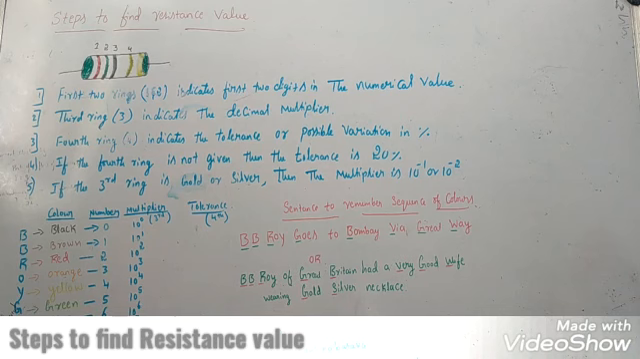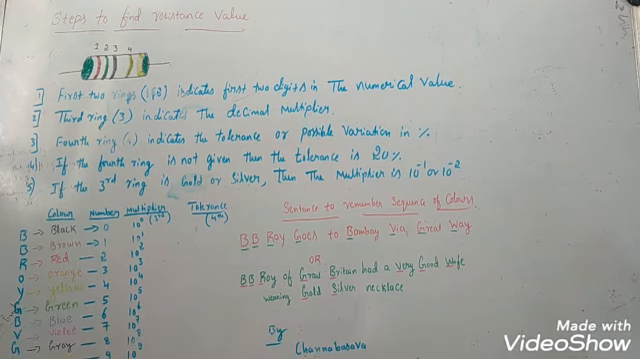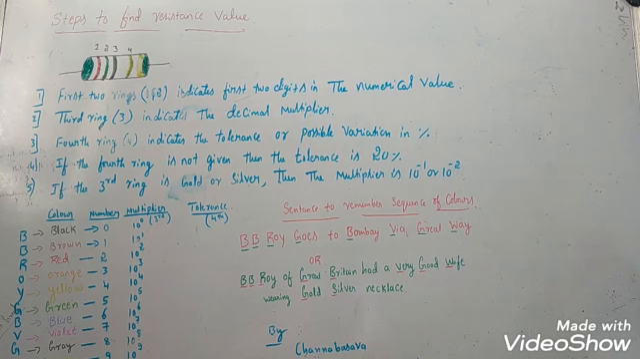Let us take the first step. The first two rings, 1 and 2, indicate the first two digits of the numerical value. Then the second step: the third ring indicates the decimal multiplier, and the fourth ring indicates the tolerance, or possible variation in percentage. If the fourth ring is absent, we can write the tolerance as 20%.